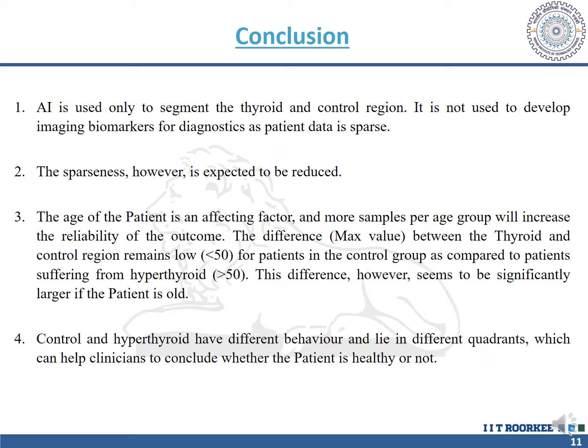Now I just want to conclude my work. So we have used AI to segment the data. We have not used AI for our imaging biomarker because of the sparseness of our data. However, this sparseness may be reduced in future. We have also concluded that the age of the patient is an important factor. Age and gender are also important factors as far as Graves' disease is concerned. Next, control and hyperthyroid have different behavior and they lie in different coordinates, which can help clinicians to conclude whether the person is healthy or not.